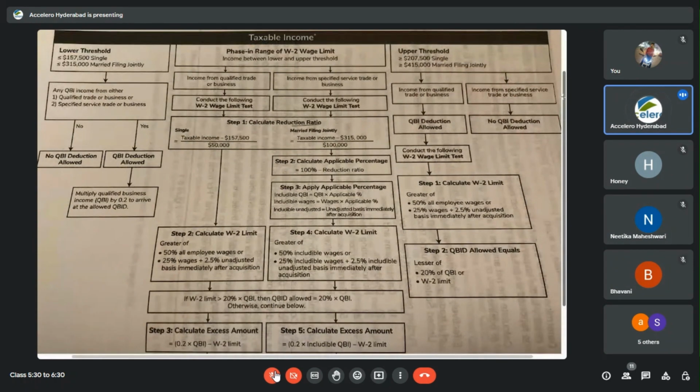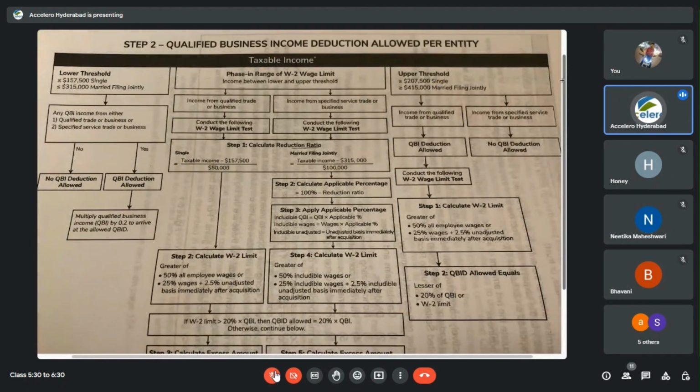See, we'll just quickly go over that. What they're saying is there are 3 different thresholds. That's the limit we saw. If it's single less than 157, married less than 300K, then there is a phase-in range, and then there is an upper threshold. If your income is above $415,000, you are into the upper threshold. So what happens if you are in the lower threshold?